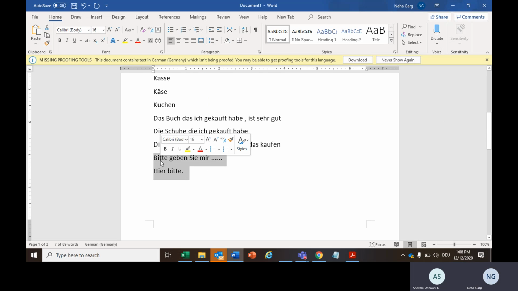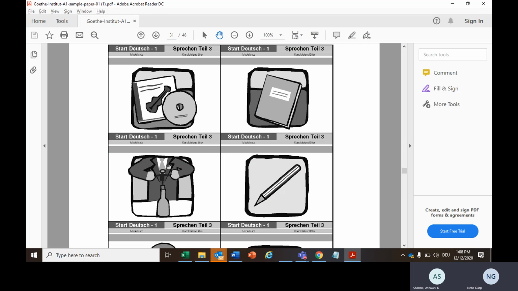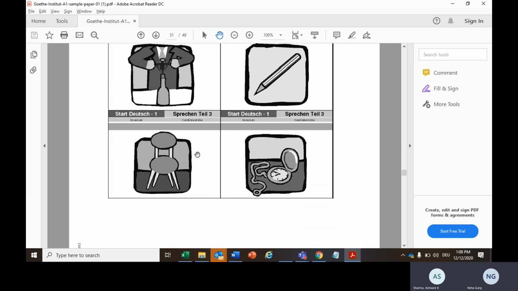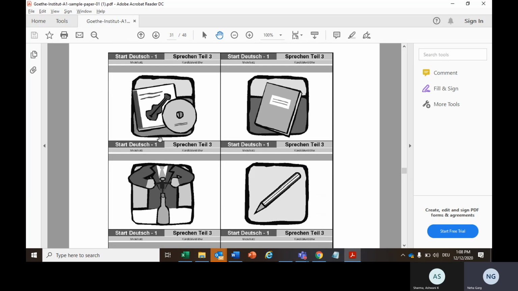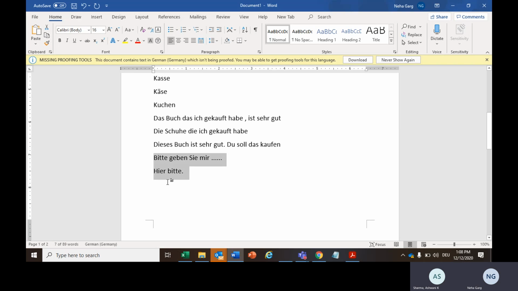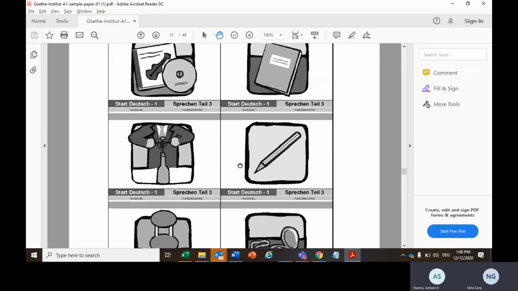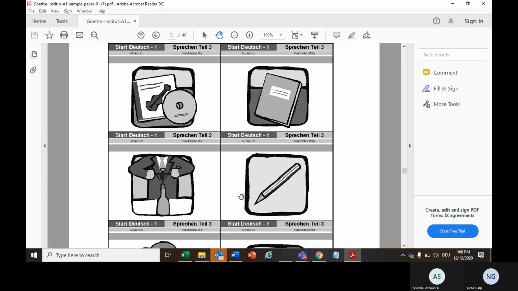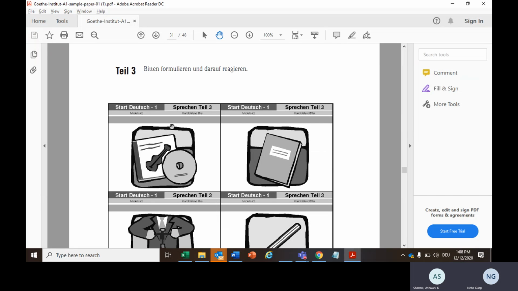If you have to make six such sentences, or three such sentences for one or two, you can do that. Or let's say if you have a chair, make it simple. Bitte sitzen Sie hier. Please sit here. Please sit on the chair. And the other person will say, okay, danke. We can use okay. Yes, you can use okay.